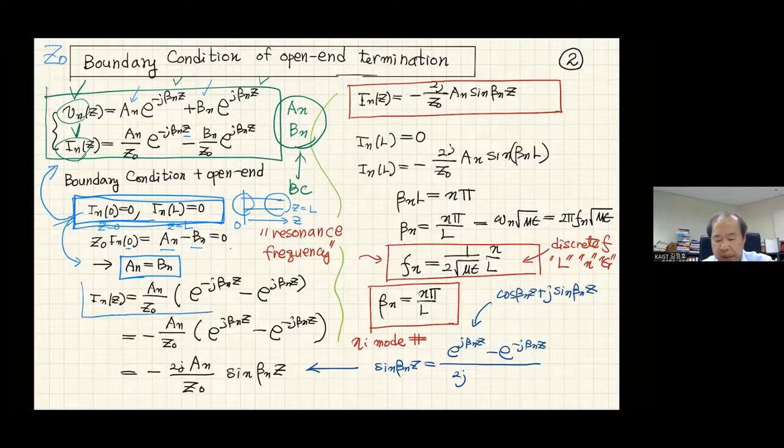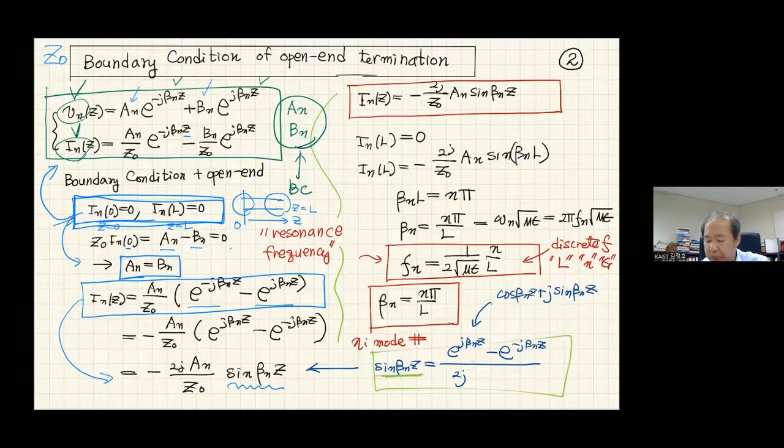Now, the current wave equation will have this kind of waveform because An is equal to Bn. This complex exponential term can be rewritten in the form of a sine function because, from a mathematics textbook, you can obtain this equation: sine beta g can be represented by a complex exponential function divided by a complex number. This is the definition of the sine function in the form of exponentials of complex numbers. So that means we can rewrite this voltage wave as a function of g, which is going to have a sine beta g form.